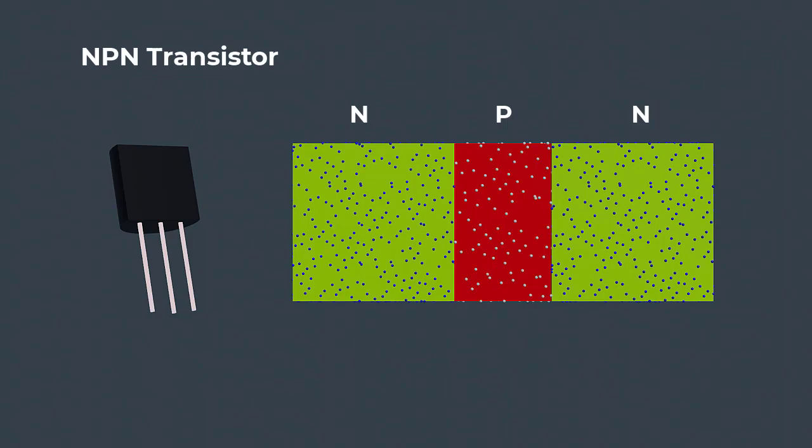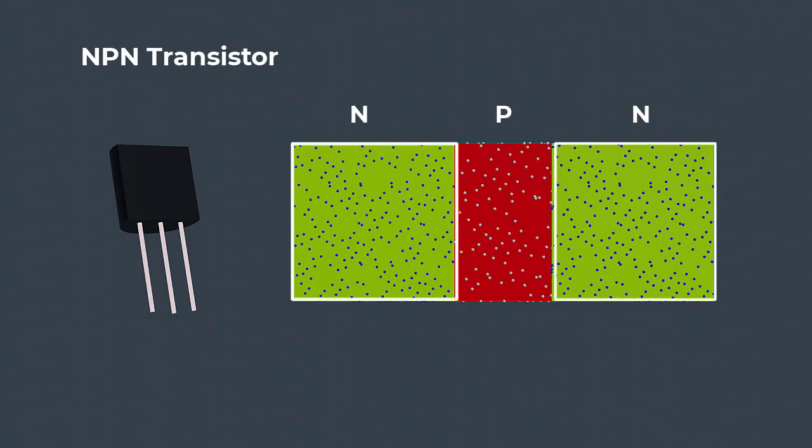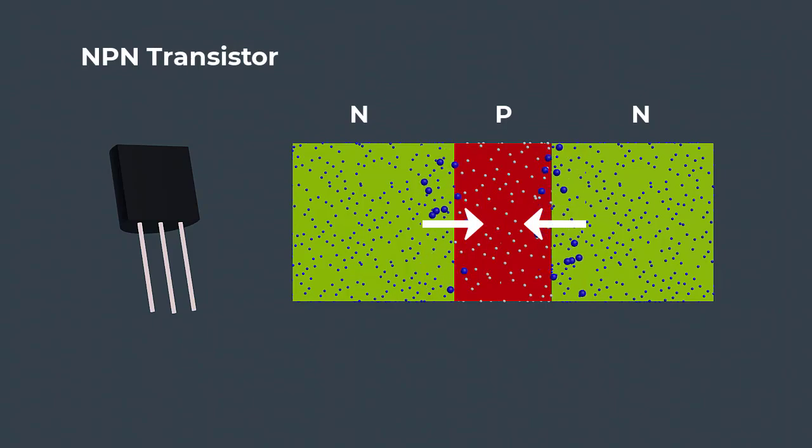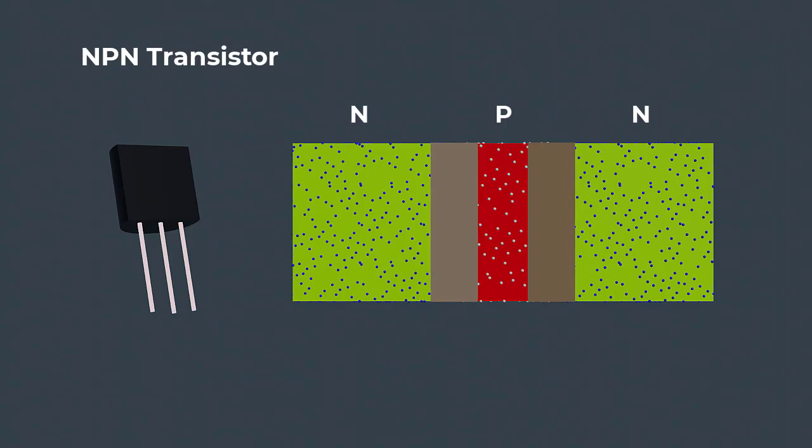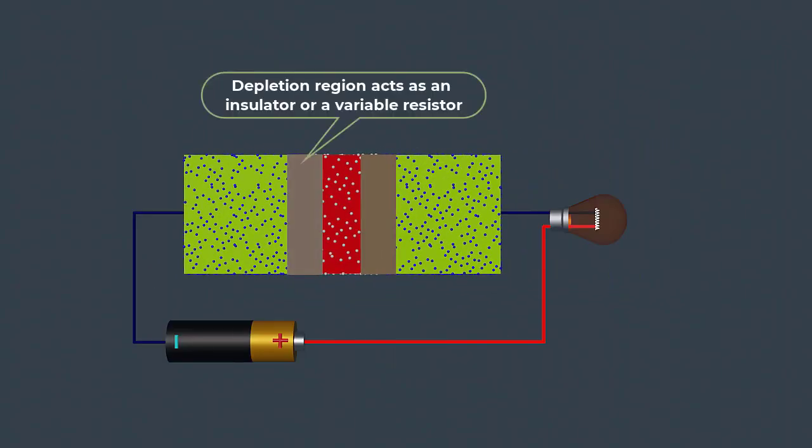Electrons are in high concentration in the emitter and collector regions, therefore, they migrate to the base region. Similarly, holes migrate from base to the emitter and collector region. This migration of charges creates a charge-free zone, called the depletion region. This region acts as an insulator or a variable resistor.